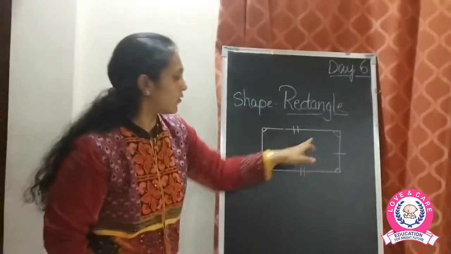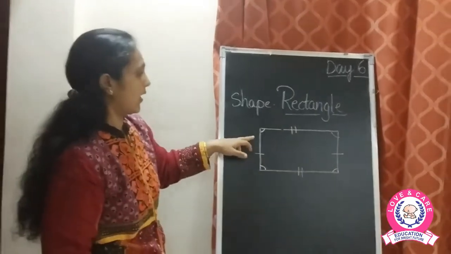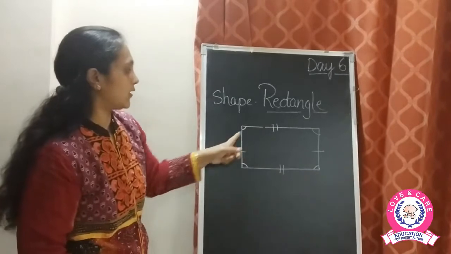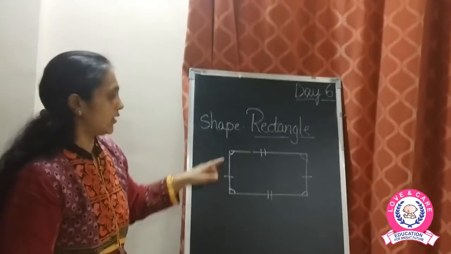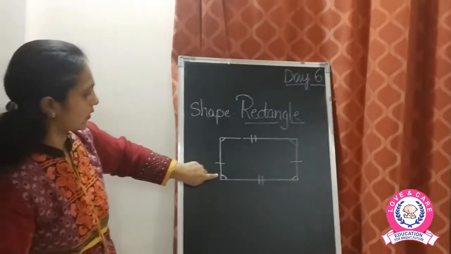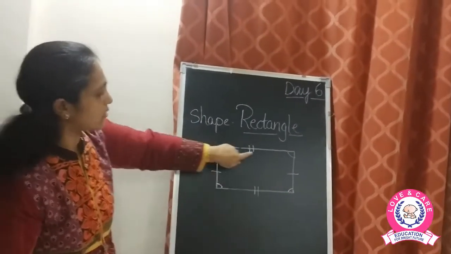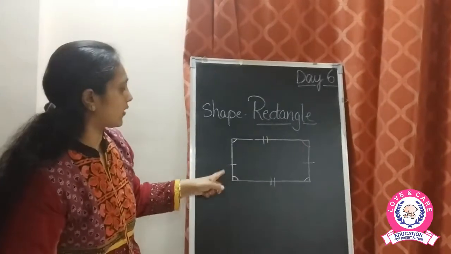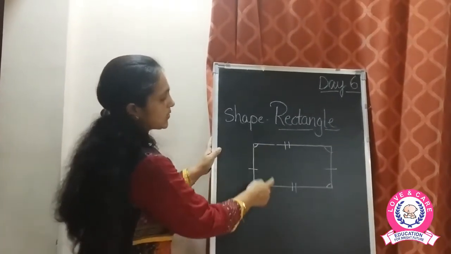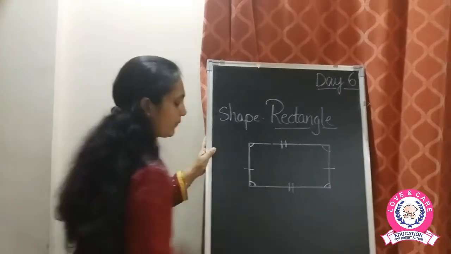ये वाली line और ये वाली line same होती है. And this line are same. This and this line are same. But these 2 lines are not same. ये छोटी बड़ी होती है. देखिए जैसे this is the big line and this is the small line. So ये line जो है वो long है, ये वाली short है. So in rectangle the 2 opposite sides are same. जो 2 opposite lines है वो same होती है size में.